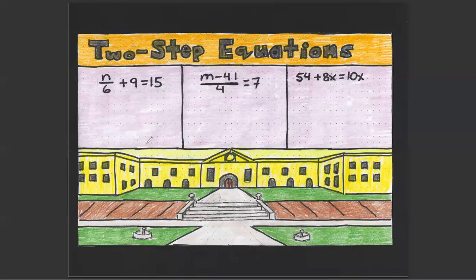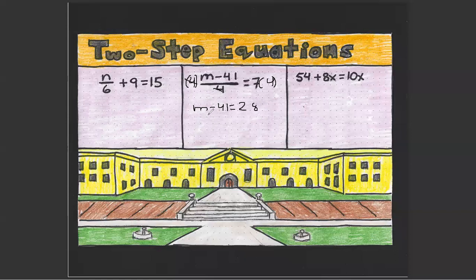And let's move on to the next problem, in which we have m minus 41 divided by 4 equals 7. Again, we're going to multiply both sides by the reciprocal of the denominator. We're going to multiply by 4 over 1, or just 4. And whatever we do to one side, we're going to do to the other side. In this case, the 4s will cancel each other out, just leaving m minus 41 equal to 28.